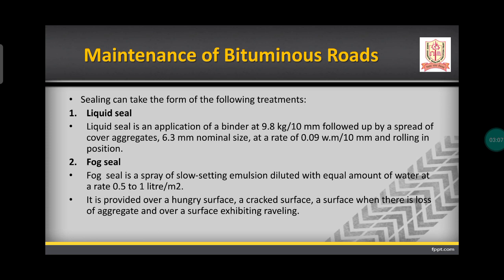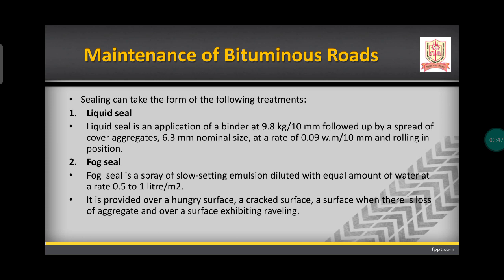Seals can take the following types. How can we seal? There are different types of sealing material. Liquid seal: liquid seal is an application of binder at 9.8 kg per 10 square meter, followed by a spread of cover aggregate of 6.3 mm nominal size at the rate of 0.06 cubic meter per 10 square meter, and rolling in position. It means the liquid can be spread and it can cover the aggregate of 6.3 mm.